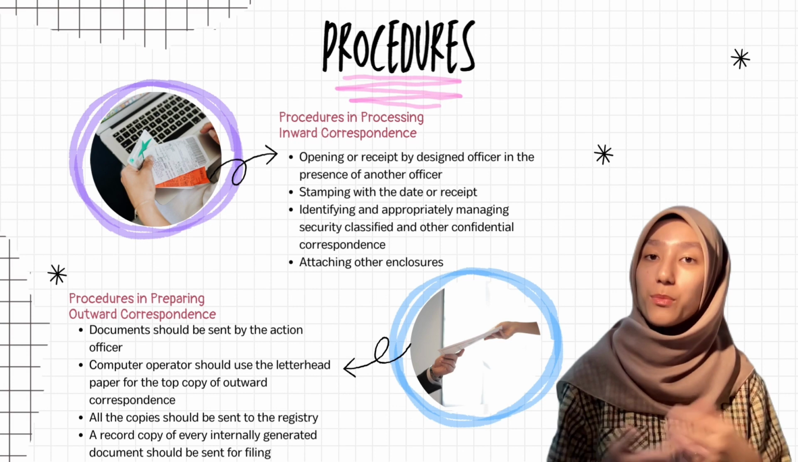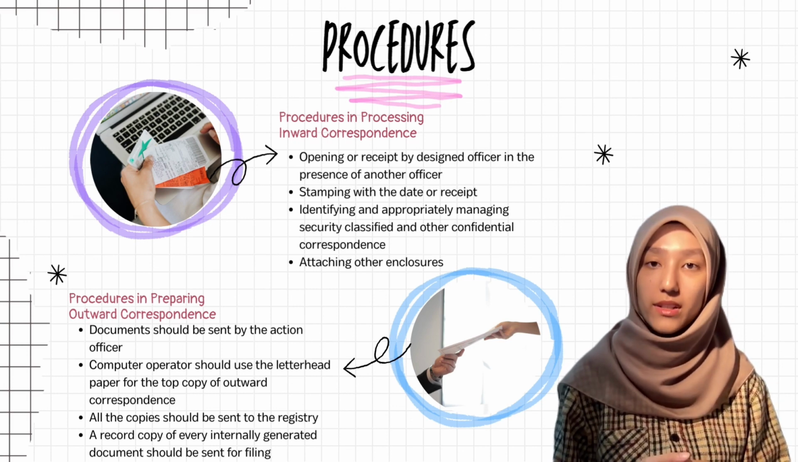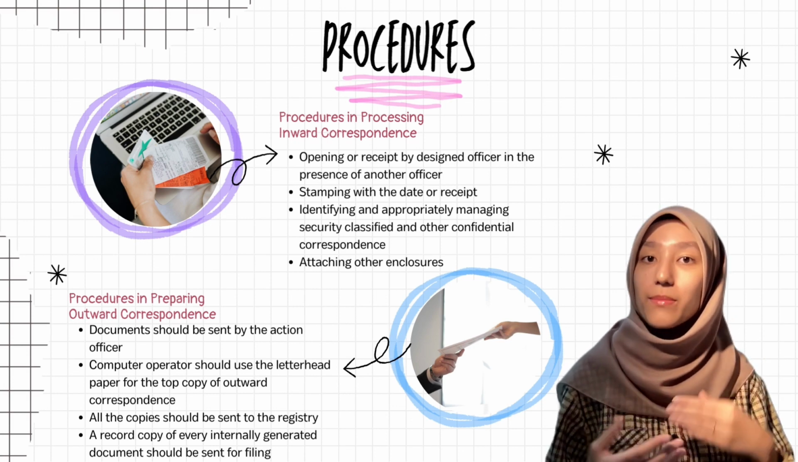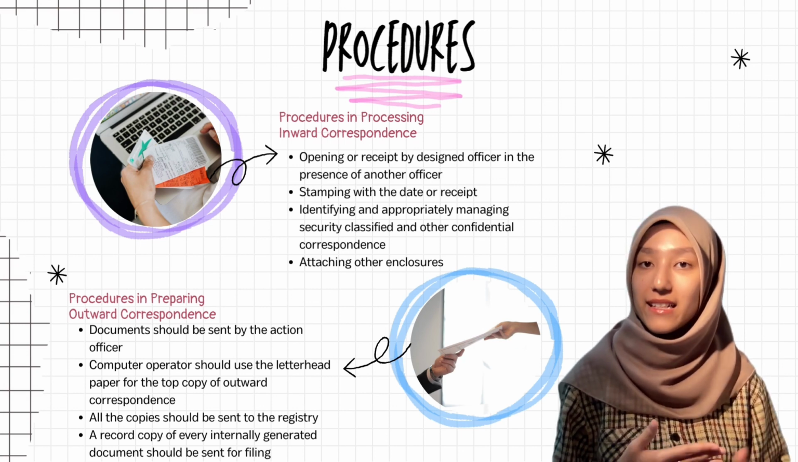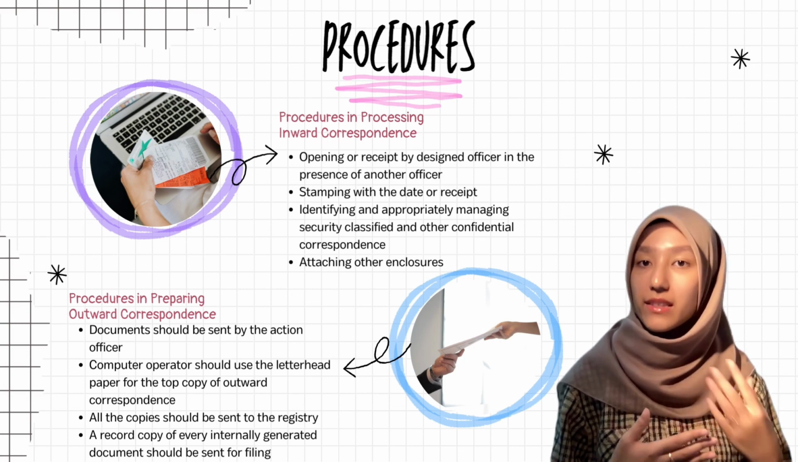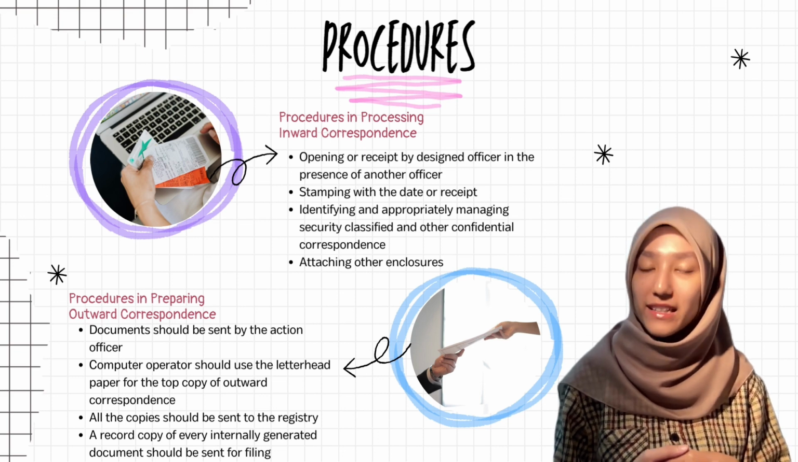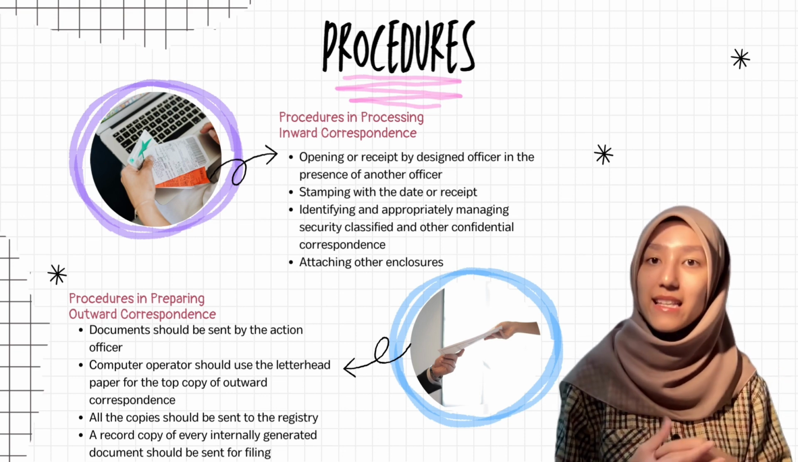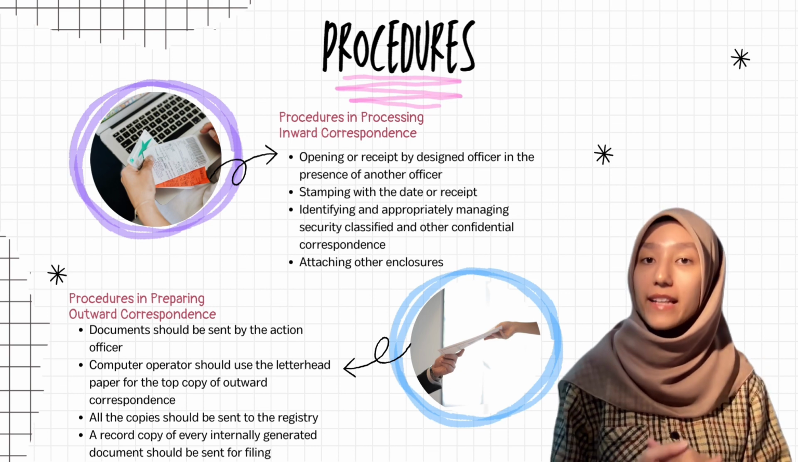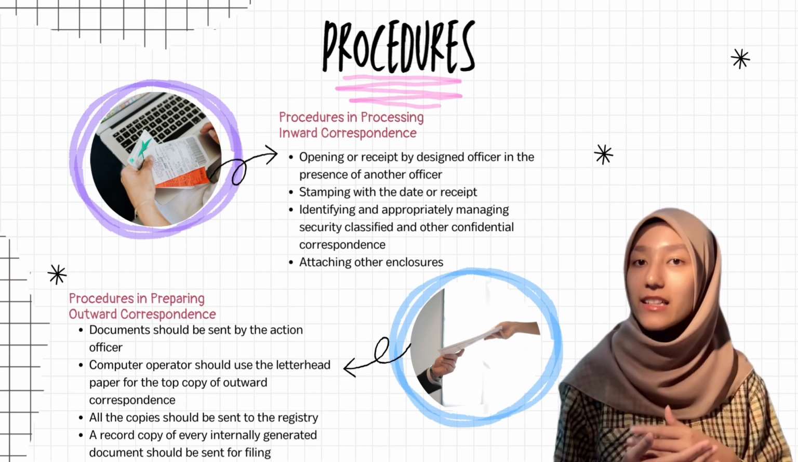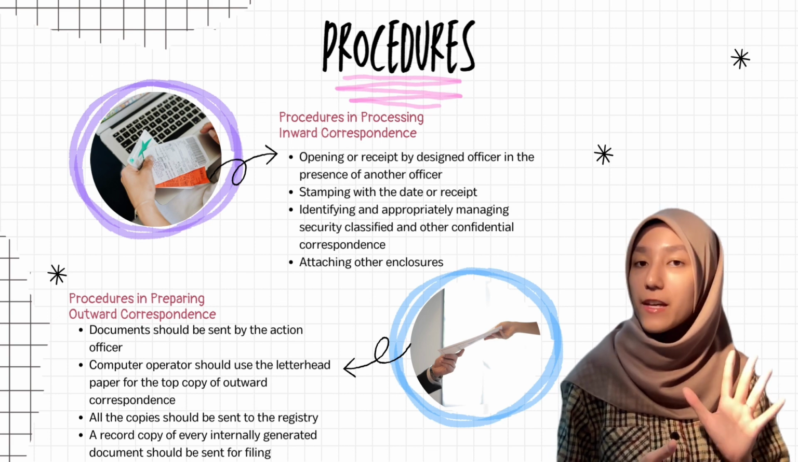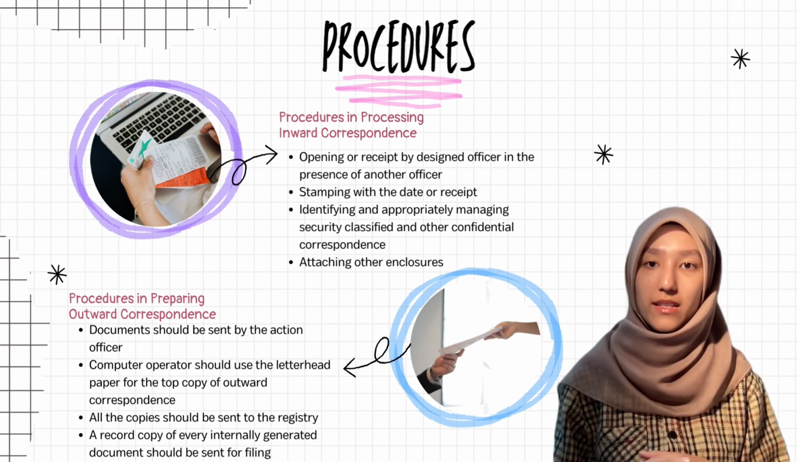Now we are going to procedures in processing inward correspondence. First, opening or receipt by a designated officer in the presence of another officer. Second, stamping with the date of receipt. Third, assigning a serial number in a running sequence for the months as appropriate. Fourth, identifying and appropriately managing security classified and other confidential correspondence. And fifth, attaching other enclosures.